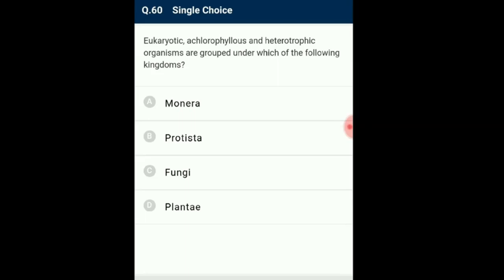The commonly consumed mushroom and toadstool are included in this kingdom. These organisms are achlorophyllous as they are all non-photosynthetic. So the answer for this question is option C, fungi.